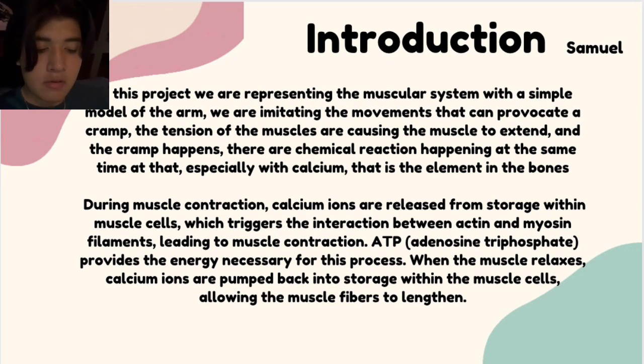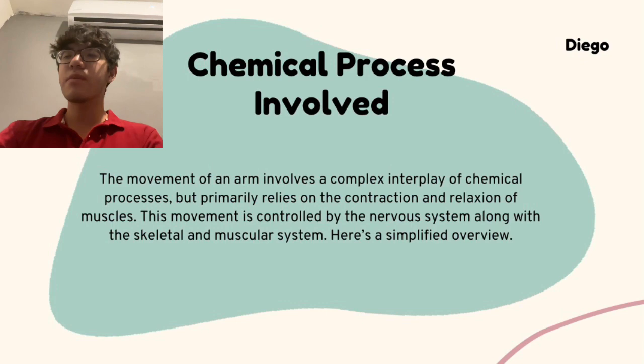There are chemical reactions happening at the same time, especially with calcium, that is the element in the bones. During muscle contraction, calcium ions are released from storage within muscle cells, which triggers the interaction between actin and myosin filaments, leading to muscle contractions. ATP provides the energy necessary for the process. When the muscle relaxes, calcium ions are pumped back into the storage within the muscle cells, allowing the muscle fibers to lengthen. Chemical process involved.